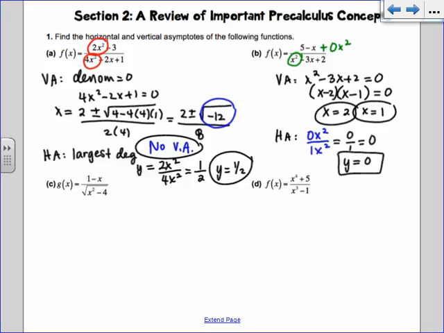Okay, part C is a little bit tricky. In order to do this one, I want you guys to get your calculators out and go ahead and graph it. When you put this in for y1, I want you to do parentheses 1 minus x divided by square root parentheses x to the 2 minus 4, like that.